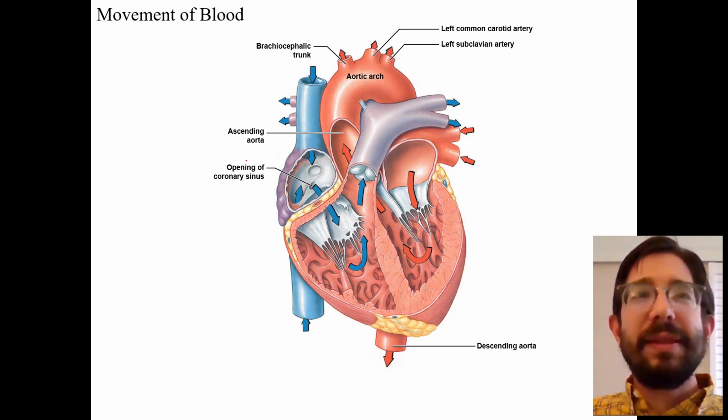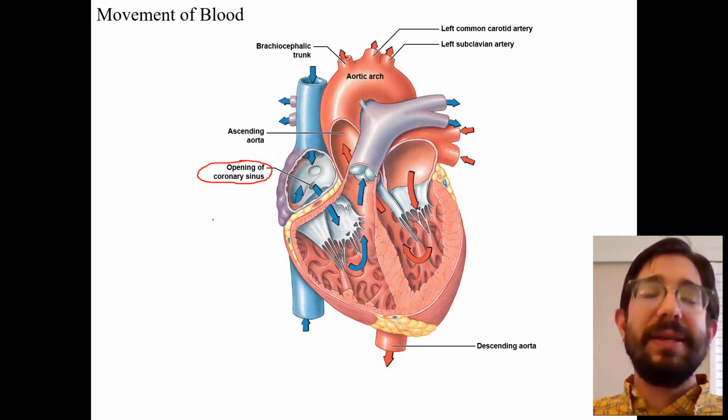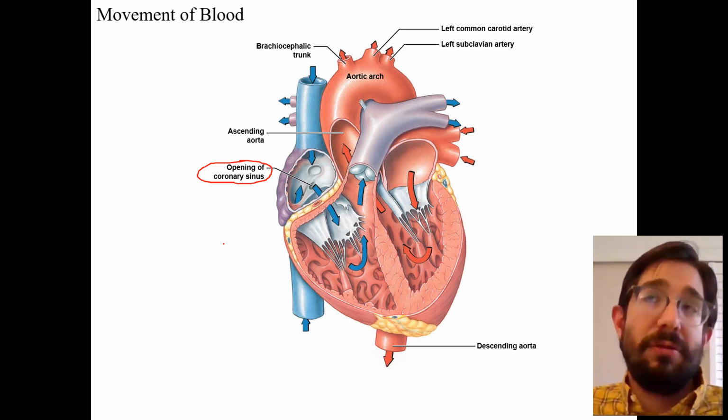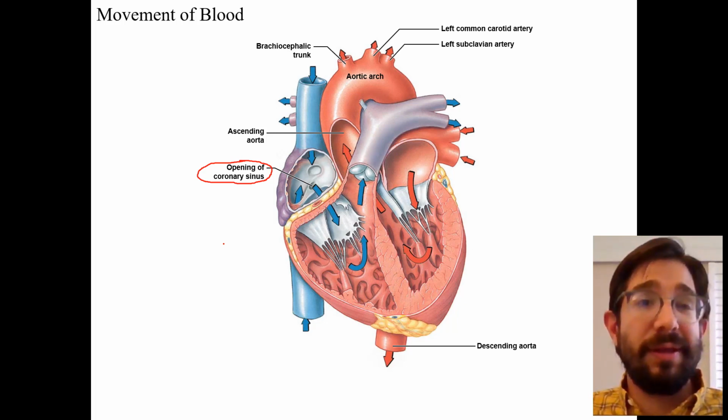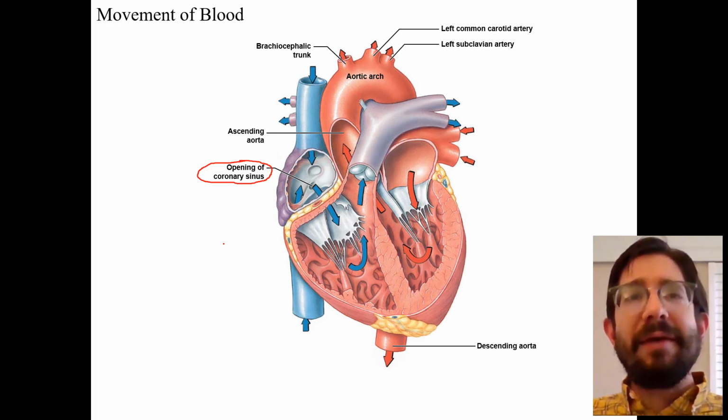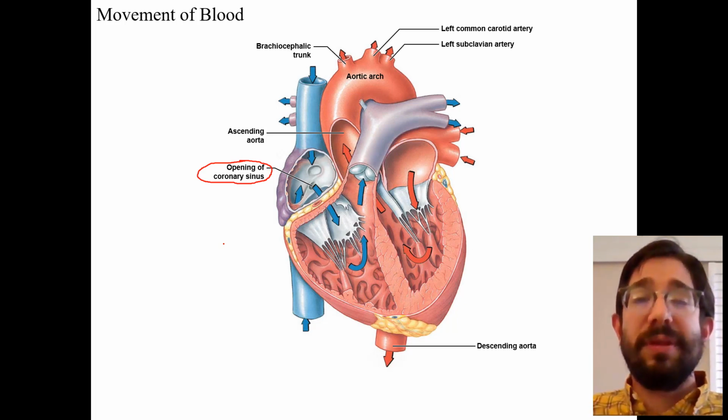The other structure we can see here related to the movement of blood is the opening of the coronary sinus. So we haven't talked in detail about the coronaries yet, but we will shortly. But basically, the heart needs blood too. It's a tissue. It's got a lot of work to do, actually, constant work. So you want to provide it with some blood. After the blood gets used, well, what do you do with used oxygen poor blood? You send it back to the right atrium.